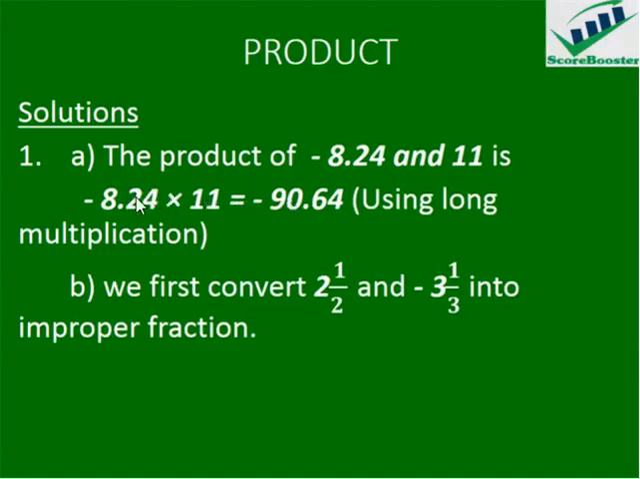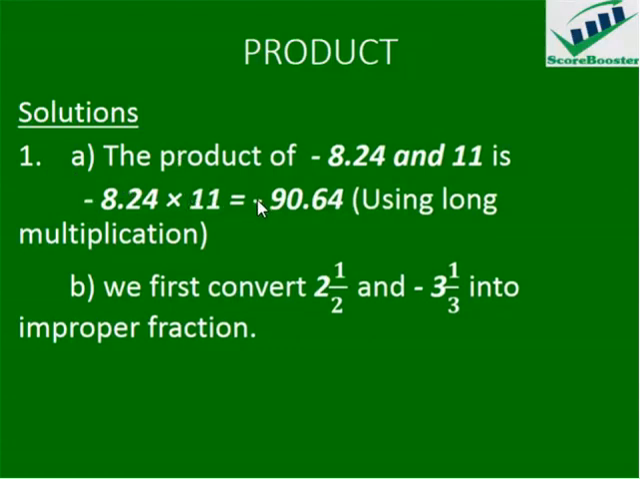Minus 8.24 multiplied by 11. So when you do your long multiplication, I believe you know that, or you use a calculator, the first thing you do here is multiply the sign. Minus multiplied by plus. And when you check the hint given to you, you see that minus multiplied by plus will give minus.